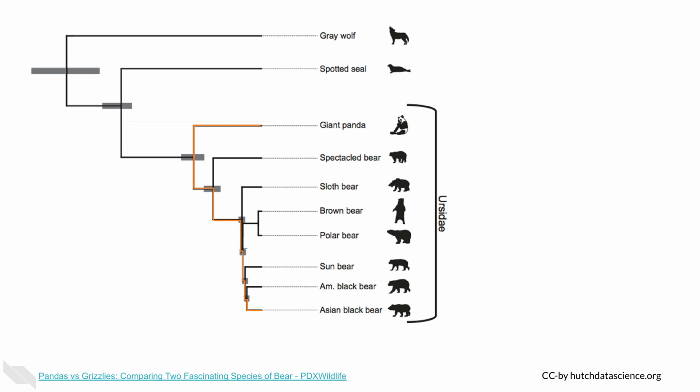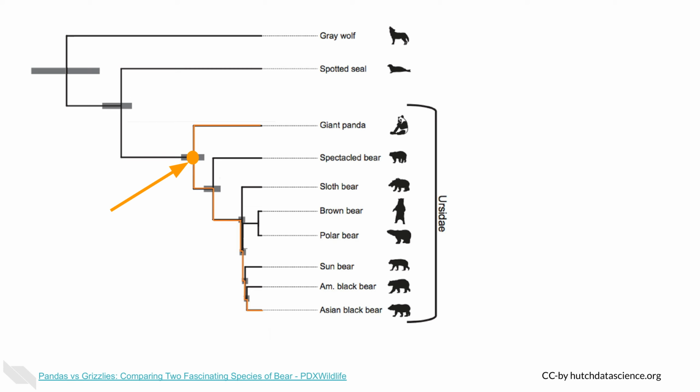Here we have highlighted the branches connecting the giant panda and the Asian black bear. Although both of these bears are found on the Asian continent, phylogenetically they are not close relatives. The most recent common ancestor between the giant panda and the Asian black bear is at this node at the base of the Ursidae phylogeny.